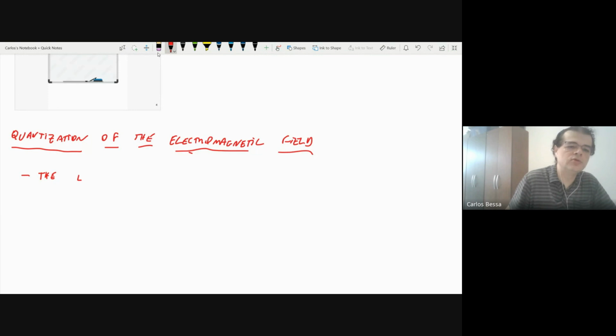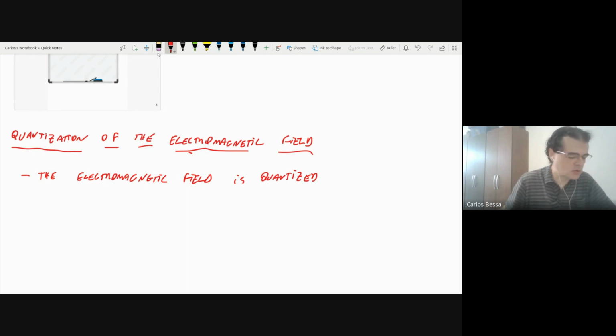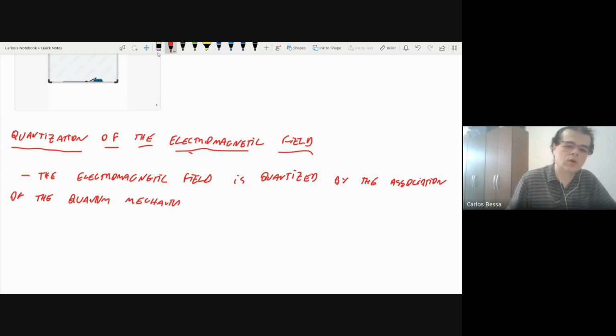So let's put some steps here. The electromagnetic field is quantized by the association of the quantum mechanical harmonic oscillator.